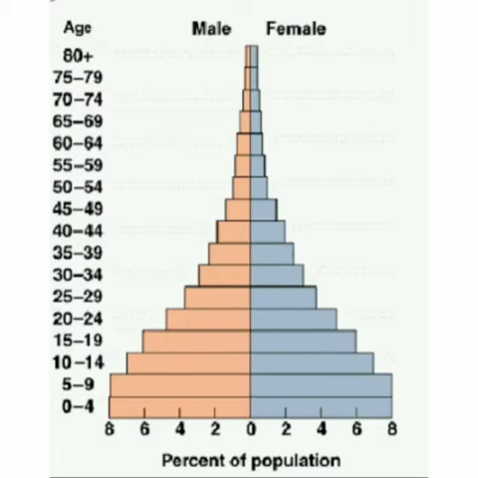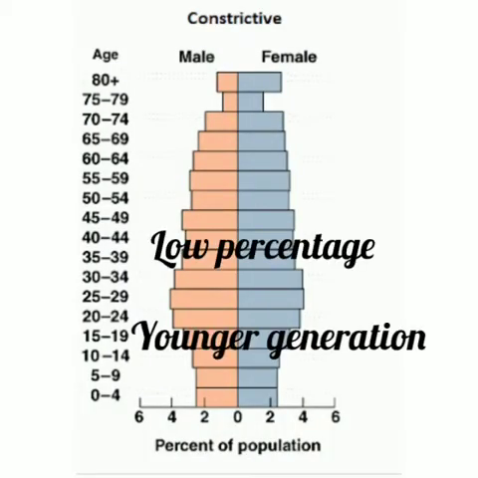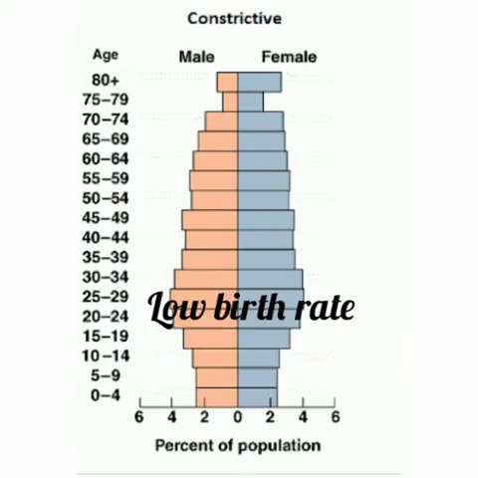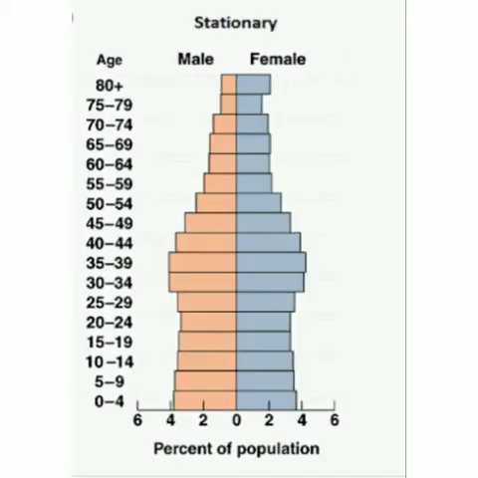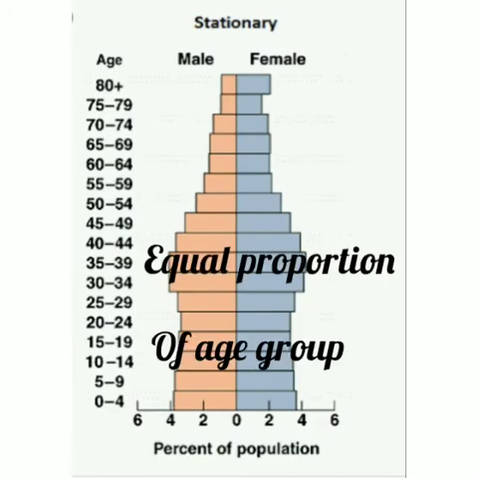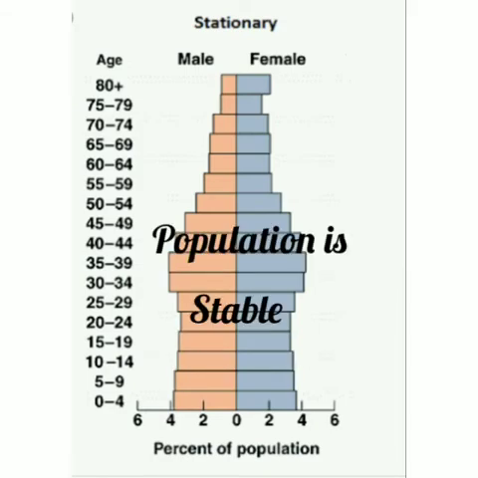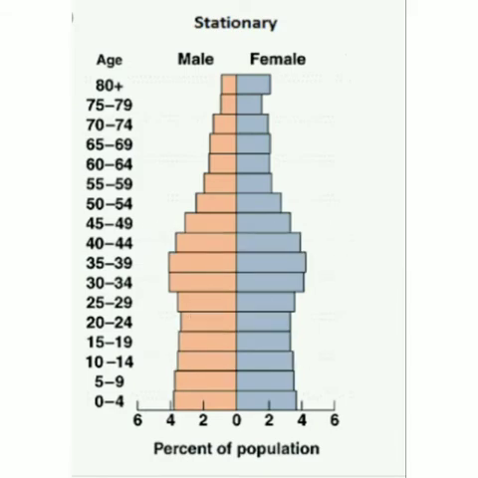A constrictive population pyramid shows a low percentage of younger age groups in a population. This indicates declining birth rates. A stationary population pyramid shows an equal proportion of each age group in a population. This means that the population is relatively stable with a similar number of deaths and births.